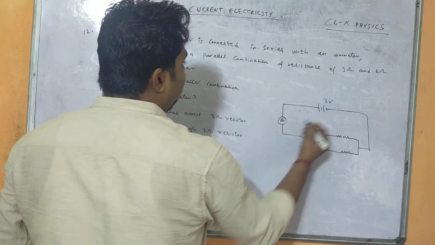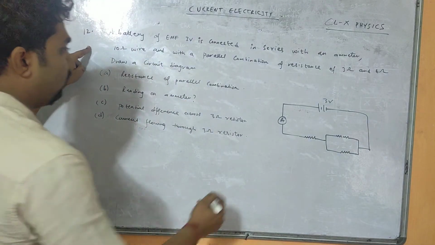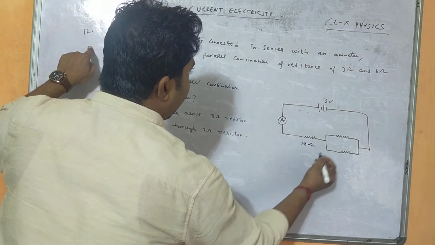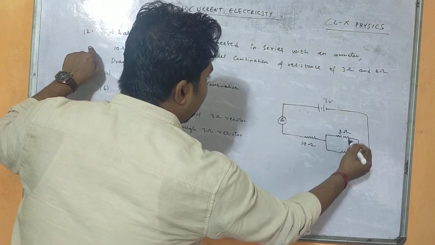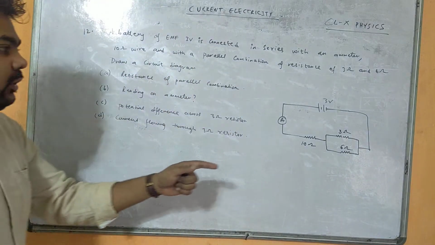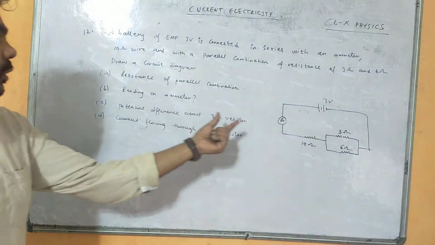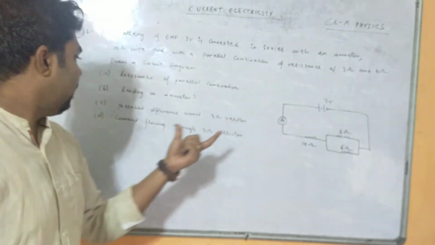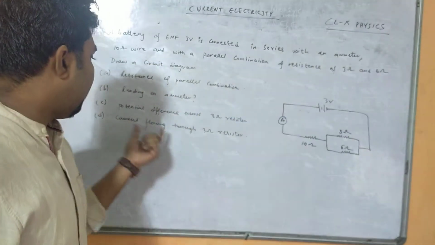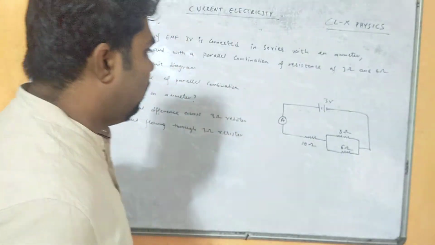So this is given 3 volt, ammeter reading we don't know, we have to calculate this one, and this is given 10 ohm and this is given here 3 ohm and this is given 6 ohm, right? So what we need to calculate here: the total resistance of the parallel combination, also the reading of the ammeter, that is current they are asking, and the potential difference across the 3 ohm resistor. So what is the potential difference here and how much current is passing through this resistor, right? So this is the question.